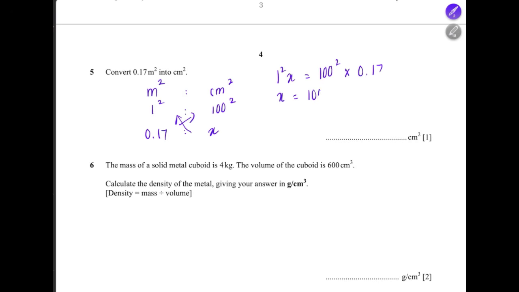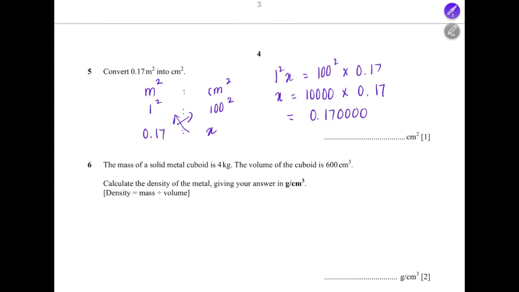So you have 4 zeros. 1, 2, 3, 4 multiplied by 0.17. Now you have 4 zeros, so you need to move this decimal point 4 times to the right side. 1, 2, 3, 4. Sometimes I get confused with this, so this is what I like to do. I'll just write 0.1700, a lot of zeros. So I'll just move this decimal point 4 times to the right side. So 1, 2, 3, 4. So this is going to be 1700 centimeters squared. That's your answer.